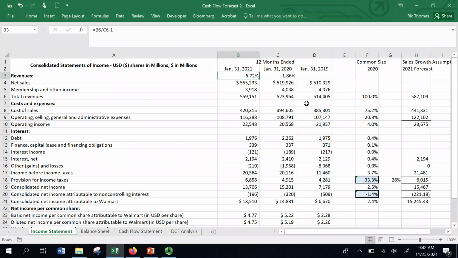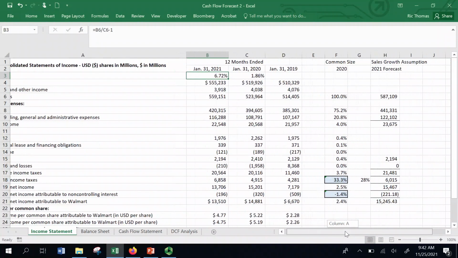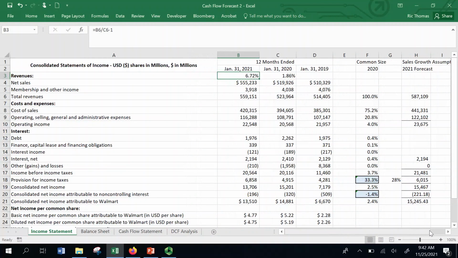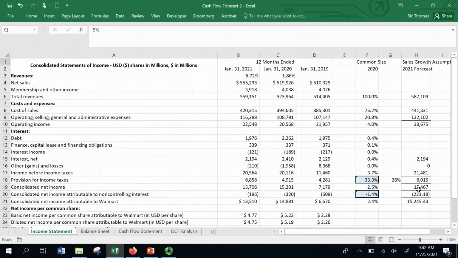So this you might actually in the real world spend weeks figuring out that number. It's a really important number to get right. So you would look at analyst reports, you would read Walmart's guidance, you would read anything you can to get that number right. For now, just for illustration purposes, I'm just going to assume a 5% number.